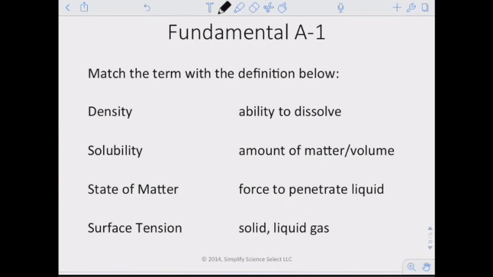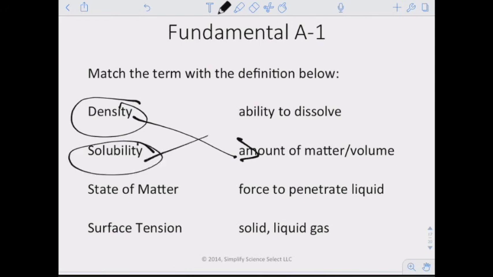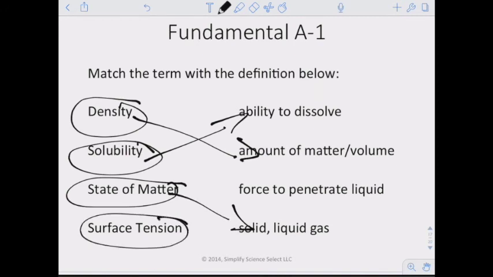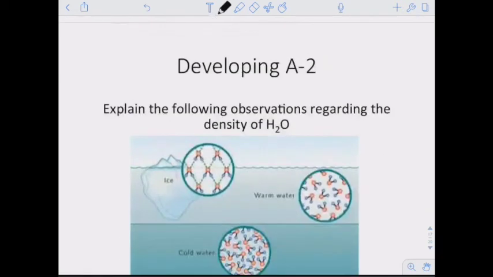Fundamental A1, it says match the term with the definition below. So density, when we're looking at density, it's the amount of matter per volume. Solubility is the ability to be dissolved. State of matter, solid, liquid, and gas. And surface tension is the force to penetrate a liquid.